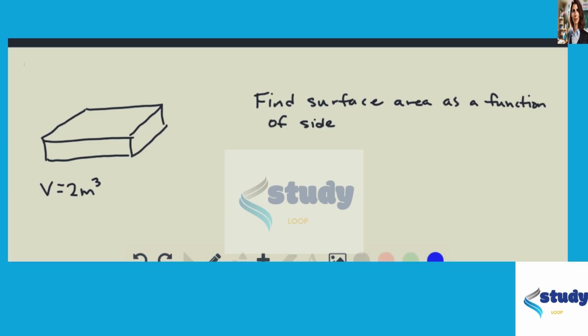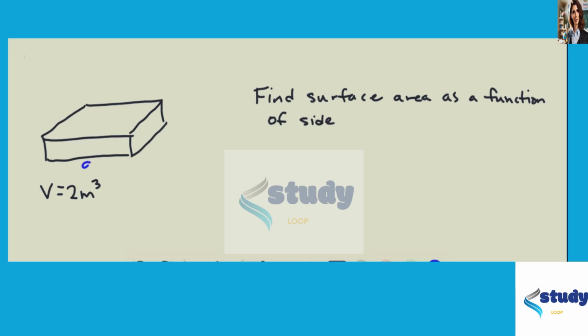Okay, so here we have this open top box and we know its volume, and our goal is to find the surface area as a function of a side length. So we know that the base is a square, so we could label the base with side length A, and we don't know the height of the box, so we can just call it H.